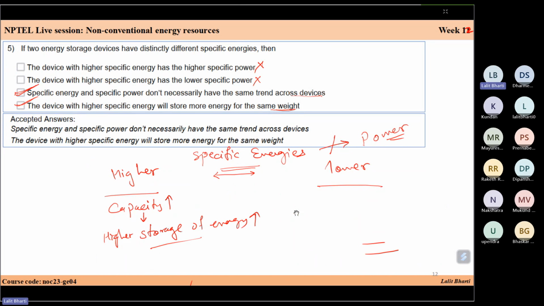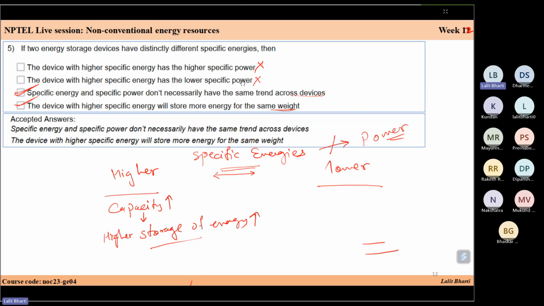The question is, if two energy storage devices have distinctly different specific energies, or specific energy densities, then the option is: the device with higher specific energy has a higher specific power. The second statement is similar: the device with higher specific energy has lower specific power. We cannot comment on the specific power if we have higher or lower values of energy density or specific energy. So it is not directly related. It depends on the mechanism of the energy storage system.